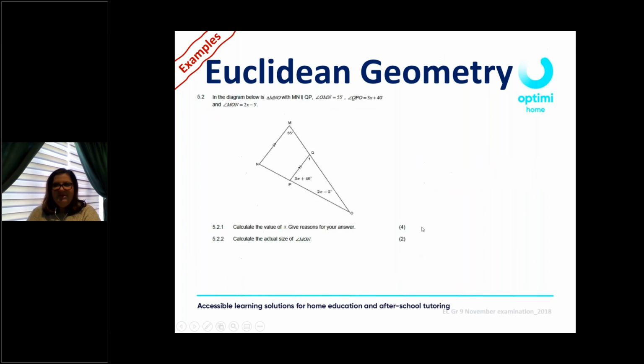Okay. Right. So the second part, 5.2, now says that the diagram below is triangle MNO. And there you have MNO.